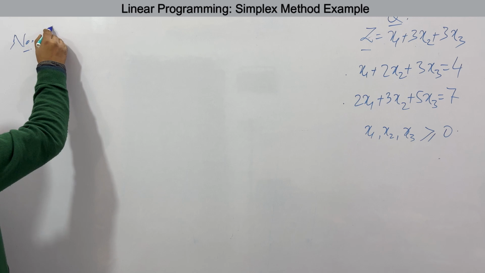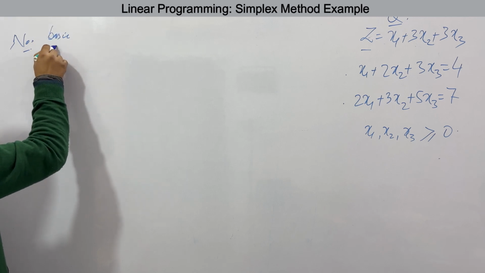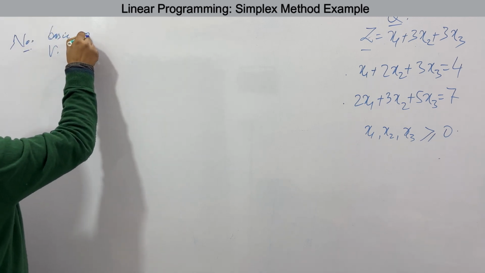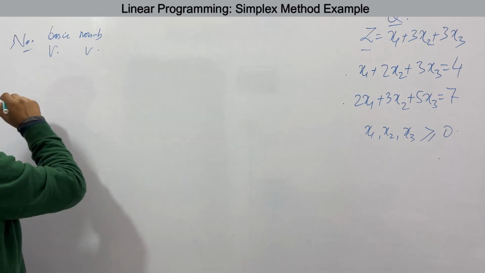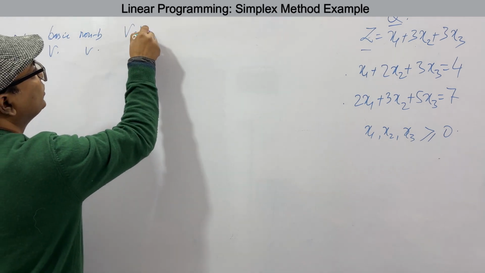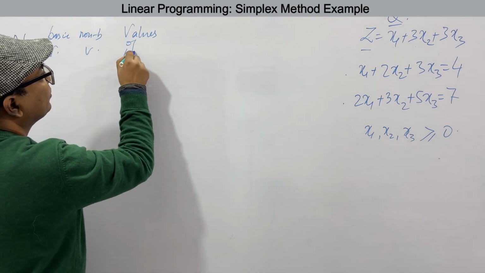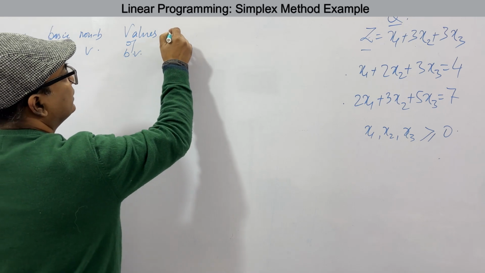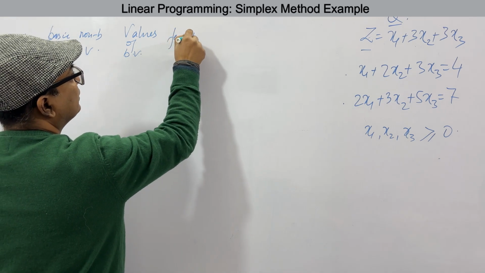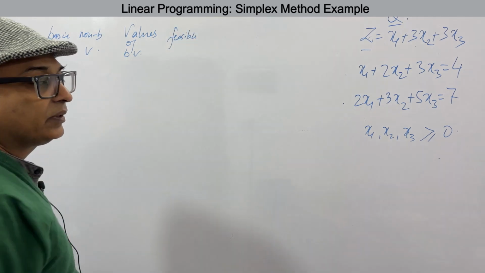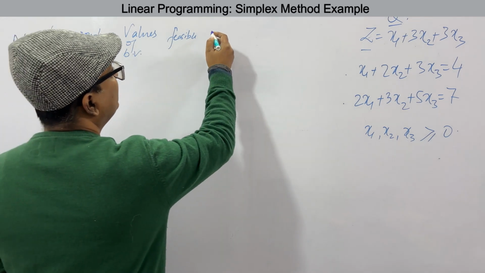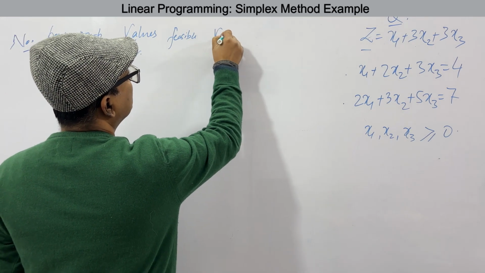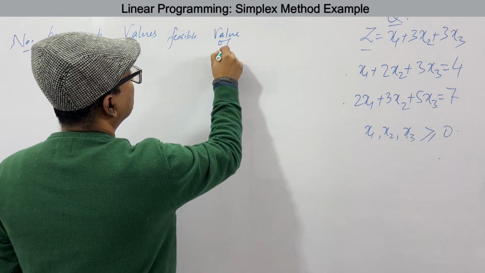Then we'll have basic variables. What are the basic variables? And then we'll have non-basic variables. Then we have values of basic variables. Okay. Then is it feasible? That is whether all the variables are positive. And finally we'll see what is the value of z.